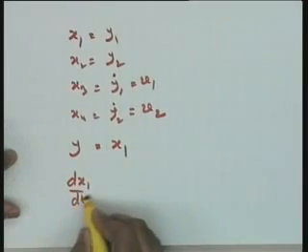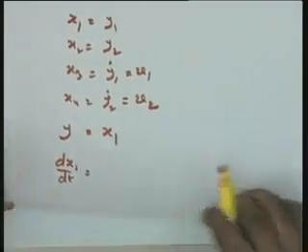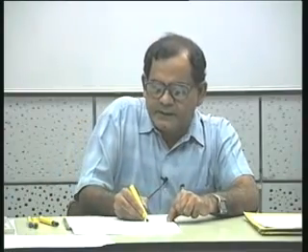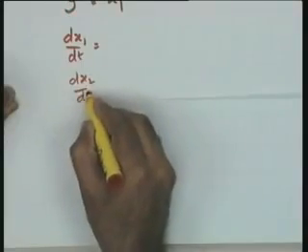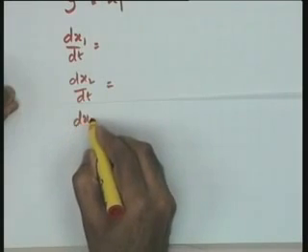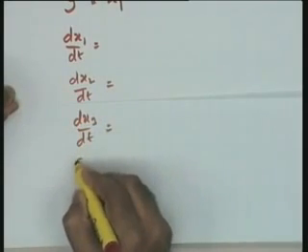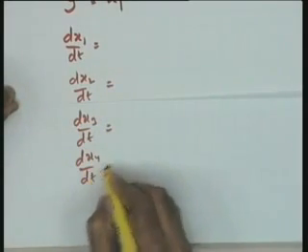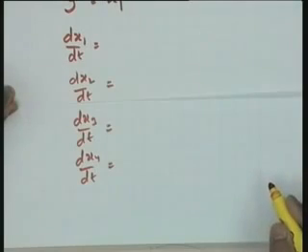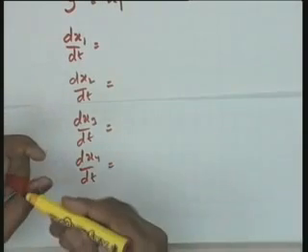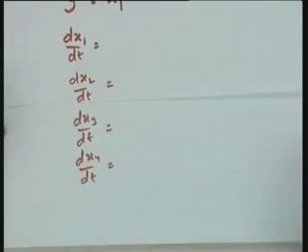Now, you see that it is just a rearrangement of the two differential equations we have obtained. I should write dx1 by dt equal to one equation. The other equation will turn out to be dx2 by dt equal to this, dx3 by dt equal to this, dx4 by dt equal to this. These are the four equations, and you can easily manipulate the given two differential equations to obtain these four equations.